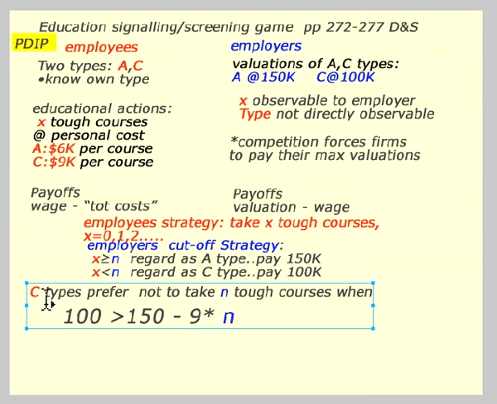Let's look at the perspective from the challenged types. What we're looking for is some kind of separating equilibrium, in which the challenged types decide not to take the tough courses, and that would reveal that they are the challenged types. If the employers are willing to pay $100K for a challenged type, then on the left-hand side here, this is the wage that the challenged types can get if they don't take any tough courses. On the right-hand side, they think, well, if I take the tough courses, I get through this degree, it's going to be hard work, but I'm going to get the higher wage. I'm going to get 150.